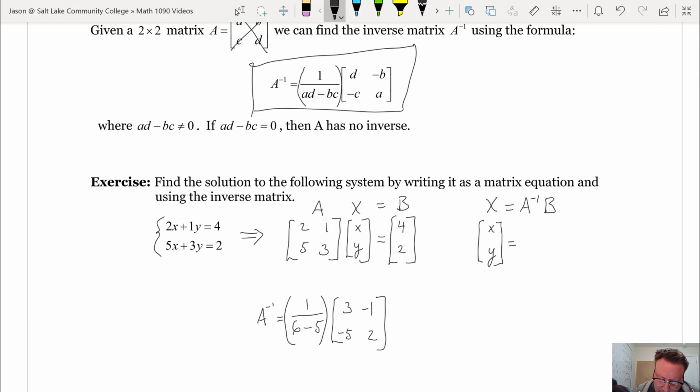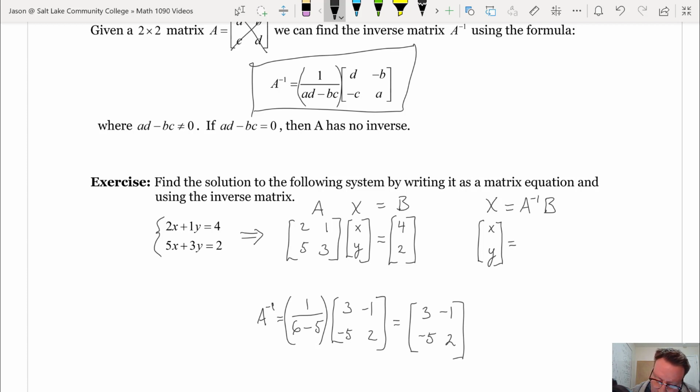All right, now, can we simplify this? Yeah. The scalar out front is just, well, 6 minus 5 is 1, so 1 over 1, that's 1. So this is just the matrix 3, negative 1, negative 5, positive 2. Okay? So there we go. That's A inverse.